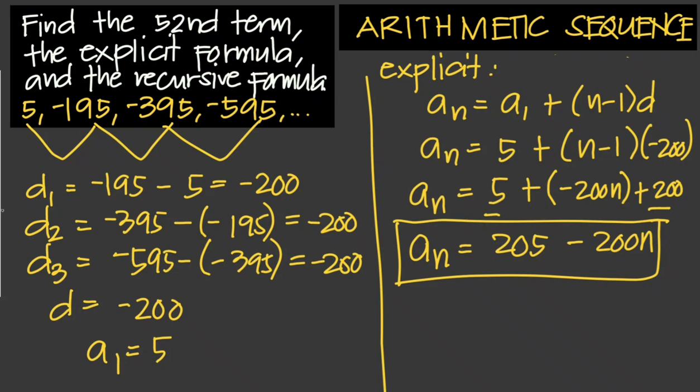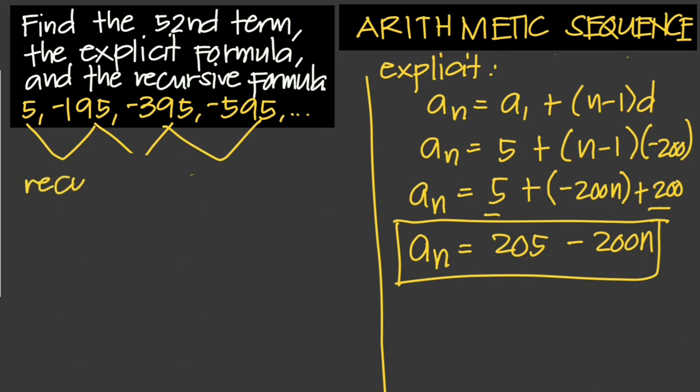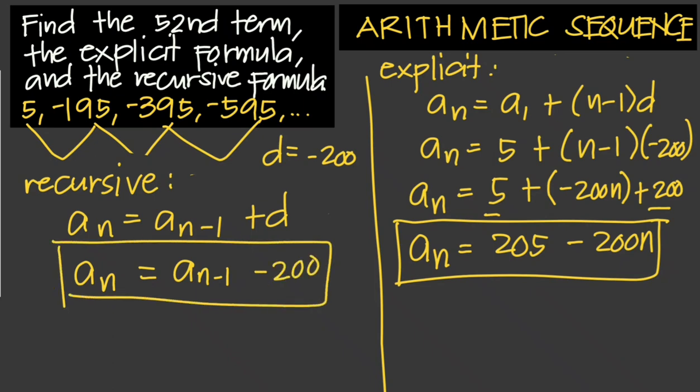And now for our recursive formula. This is just equal to a sub n equals a sub n minus 1 plus d. Again, we don't have the values for a sub n and a sub n minus 1. So we just plug in our d, which is equal to negative 200, in the formula. So that would be a sub n equals a sub n minus 1 minus 200. So this is our recursive formula.